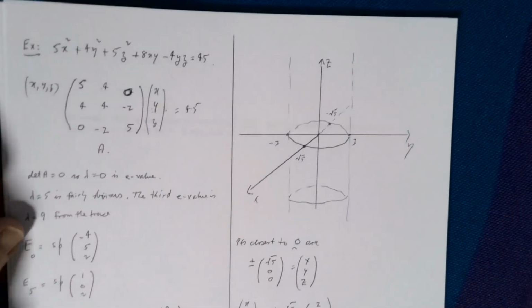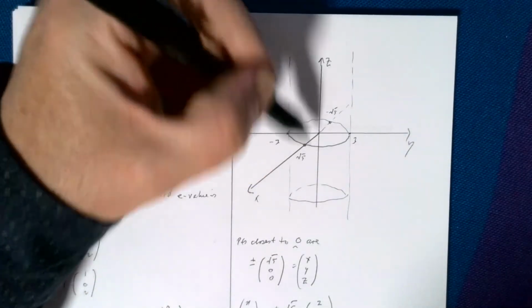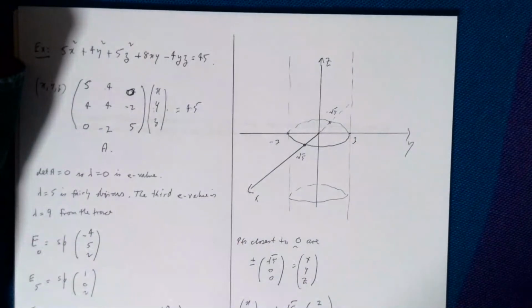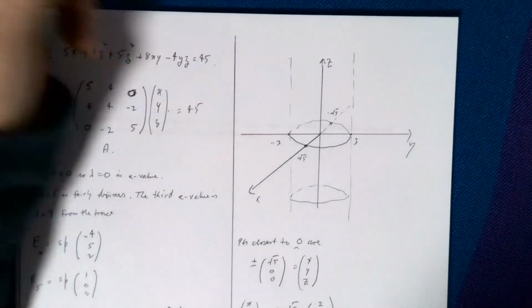So here's the picture of this thing. Every cross-section is an ellipse. Z can do whatever it likes, and we get what's called an elliptic cylinder. Now there are no points furthest from the origin, because you can go as far as you like up here and you can go as far away as you like from the origin.